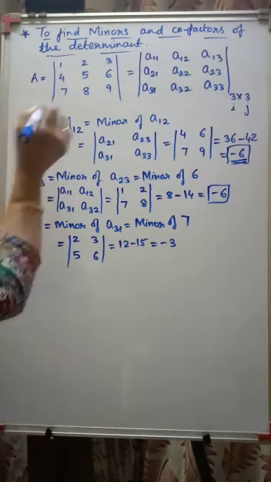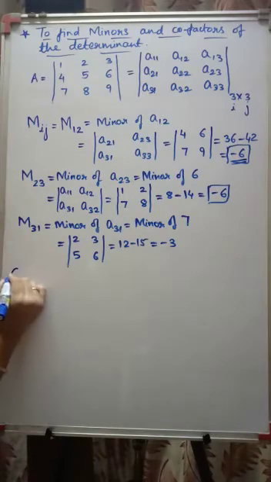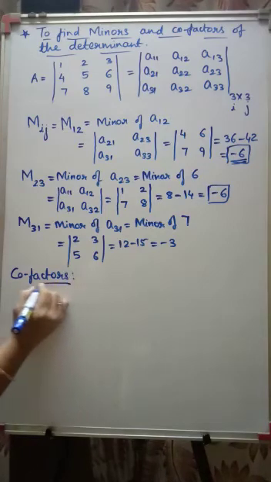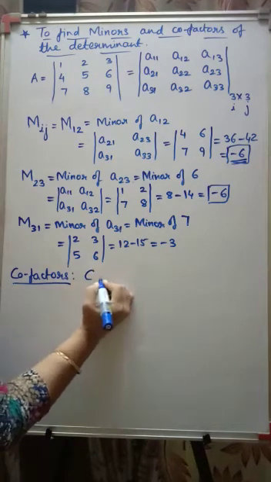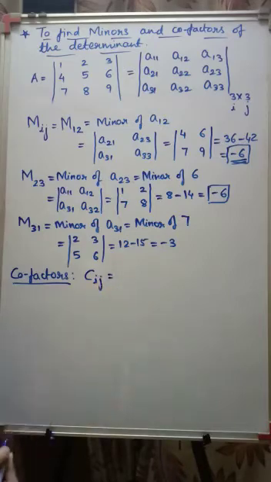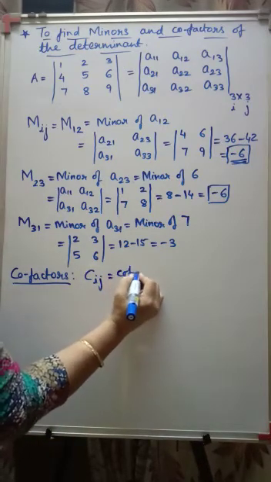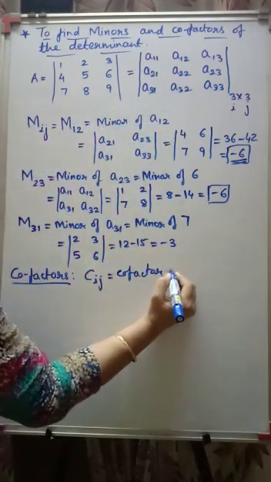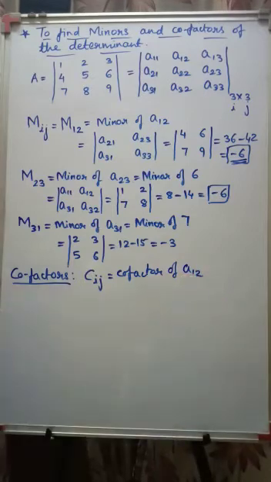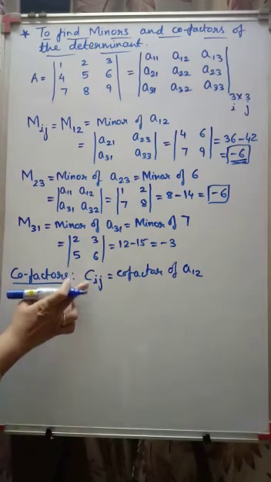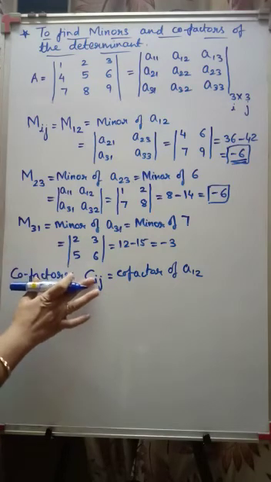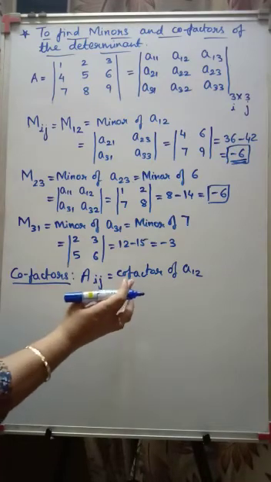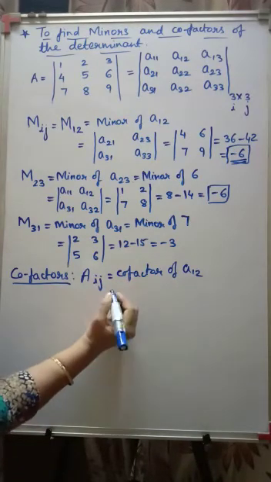So minors is done. Now we go to cofactors. What do we mean by cofactors? It is almost the same. Cofactor is Cij. Suppose I want to find the cofactor of A12. Somewhere it is written Cij, somewhere you can use capital A also. It depends on you.